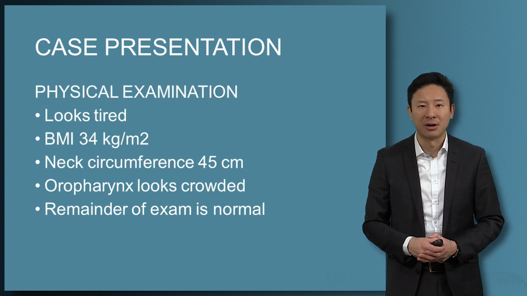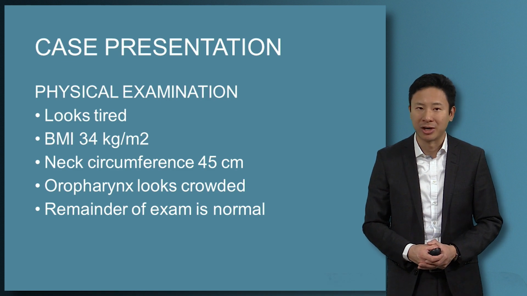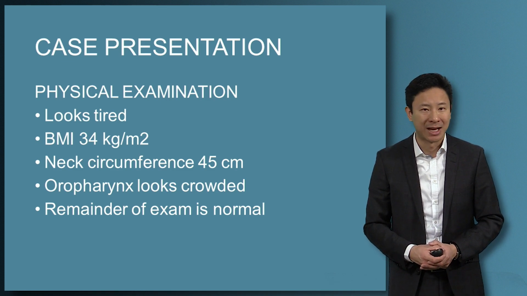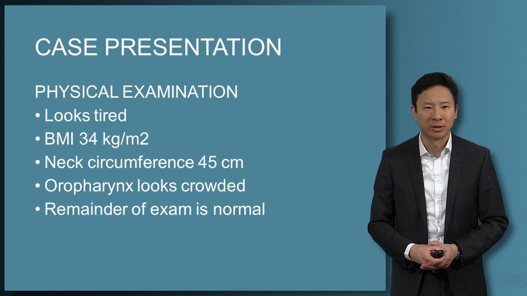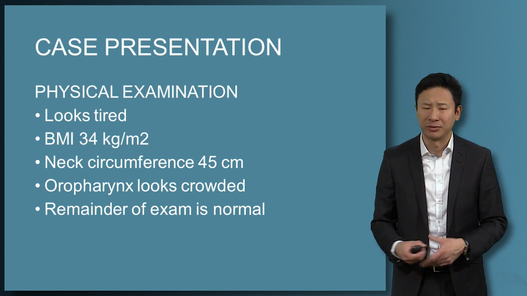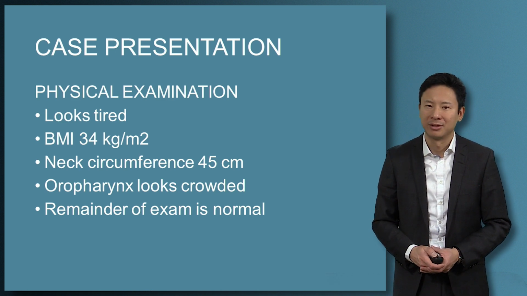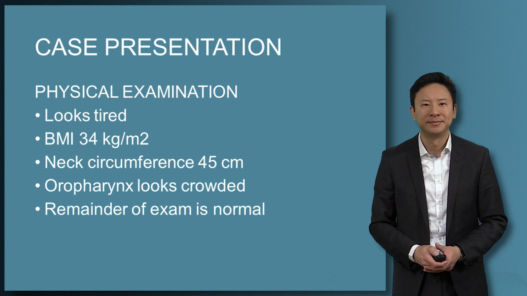You examine Jason in your office and notice that he looks tired. He has a body mass index of 34 and a neck circumference of 45 centimeters. When you look into his oropharynx, you find that it looks very crowded. The remainder of his exam, however, is normal.